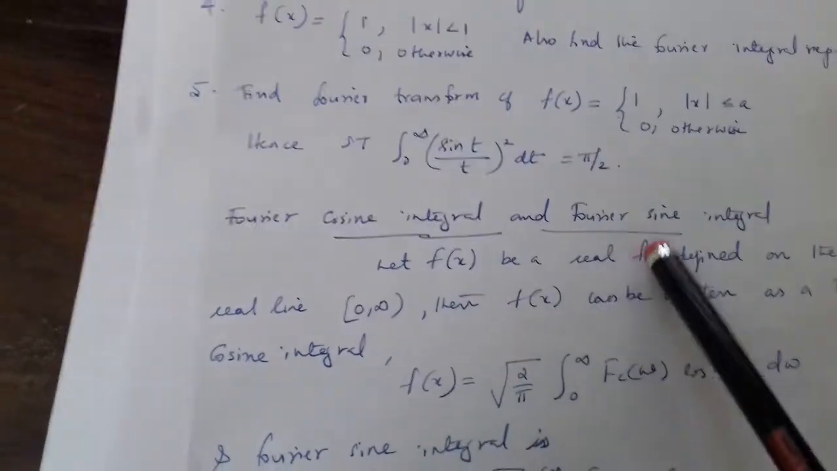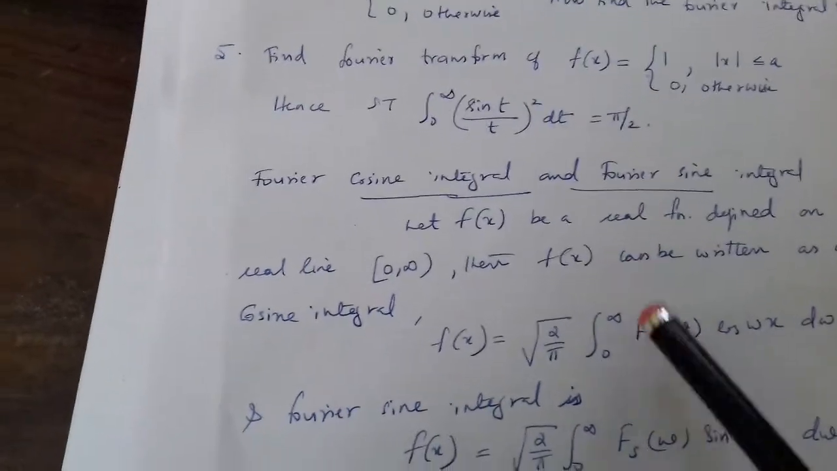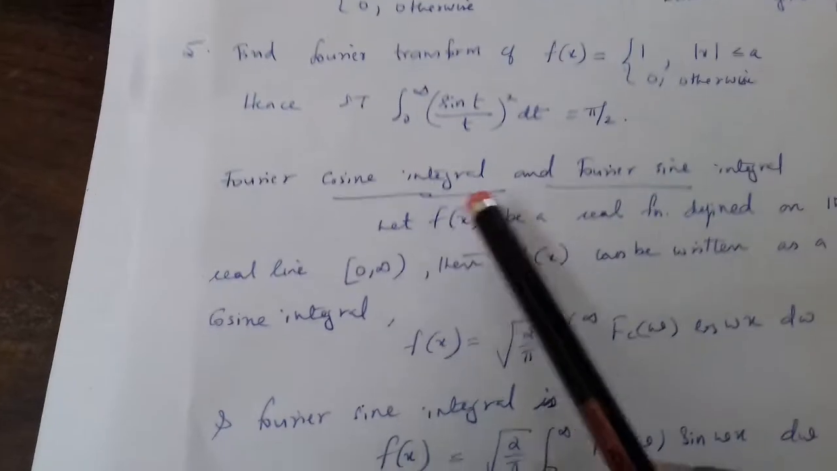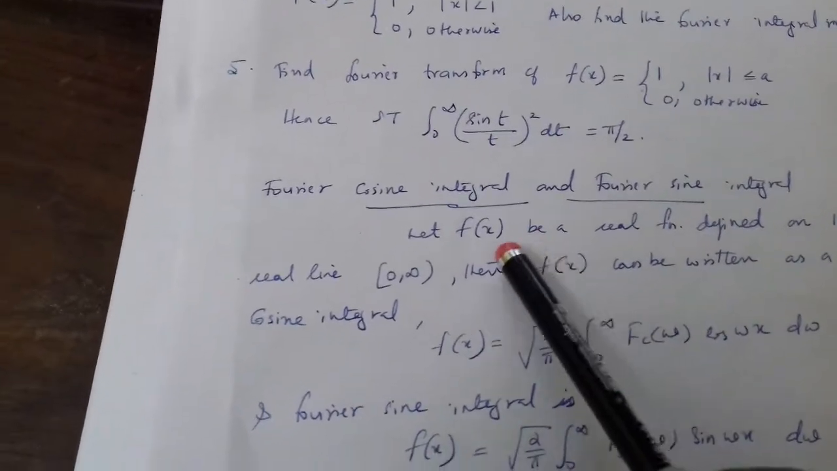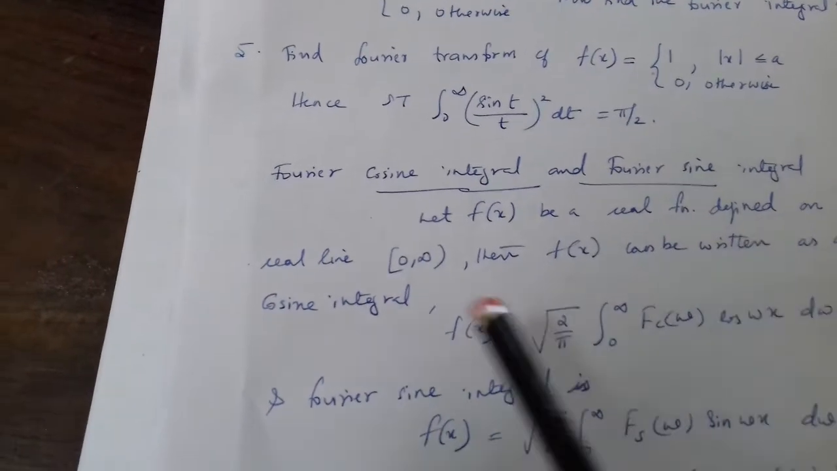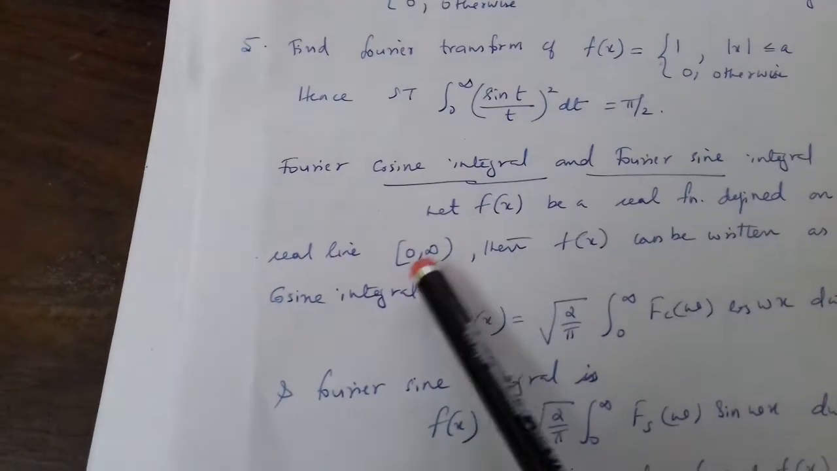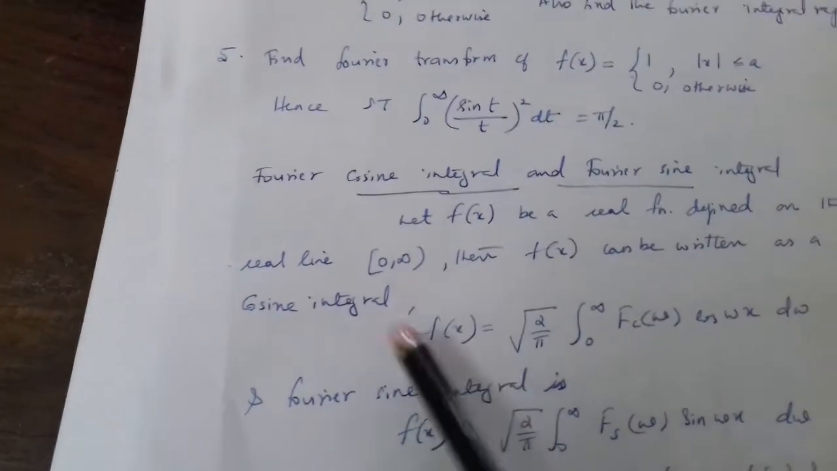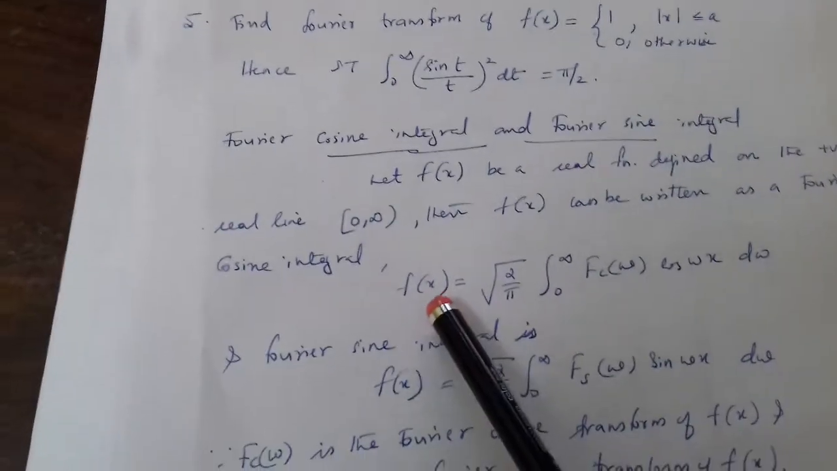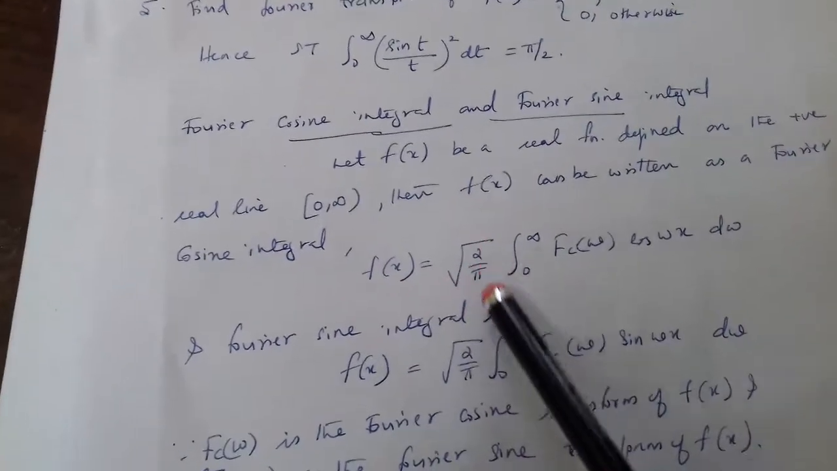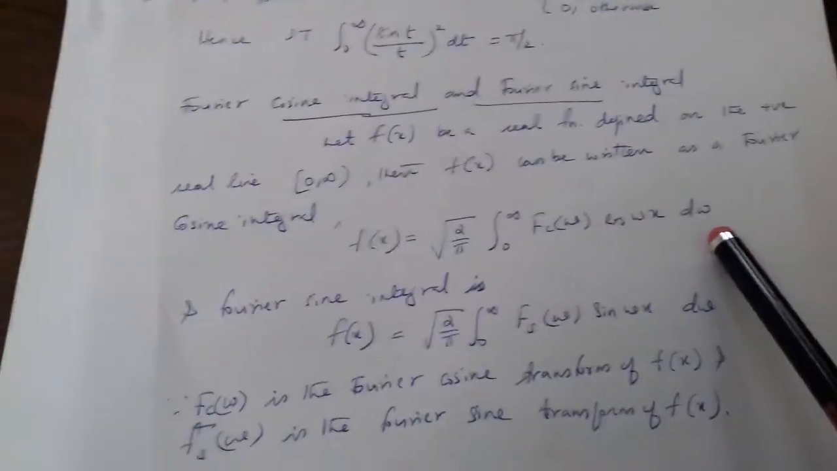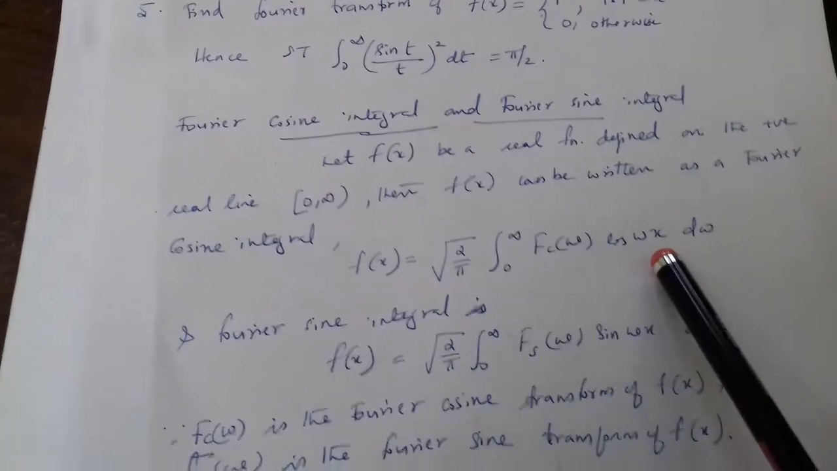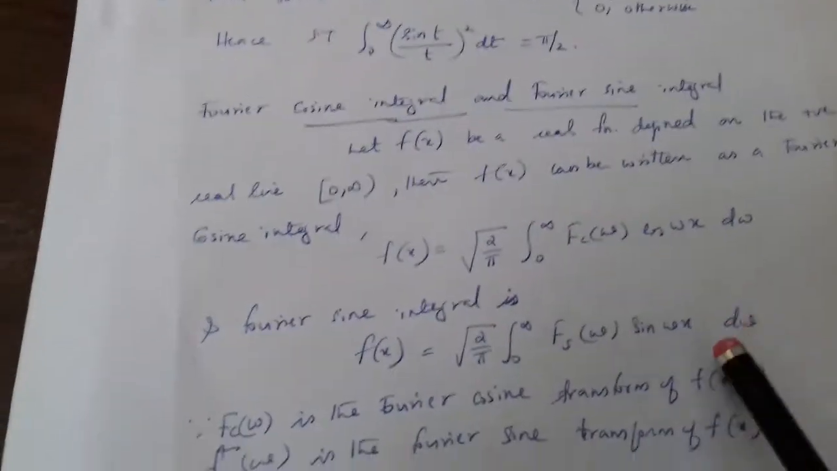Next, Fourier cosine integral and Fourier sine integral. Fourier integral we know. Now the sine and cosine integrals. For that, f of x is a real function defined on the positive real line, 0 to infinity. So the cosine integral of f of x is f of x equals root of 2 by pi integral 0 to infinity fc of omega cos omega x d omega. This is our inverse cosine transform, the Fourier cosine integral.